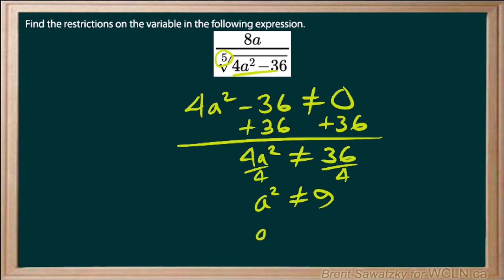And we would have a cannot equal, and remember, whenever we square root when we're solving, we have to acknowledge that it could be a positive or a negative of the square root of 9. So it could be positive or negative 3.